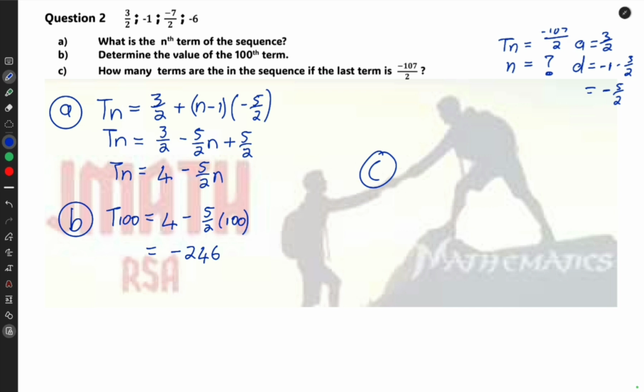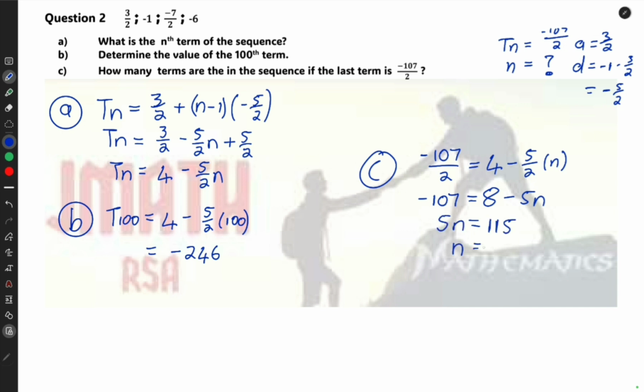So just going to take my answer for A, and I'm going to say -107/2 is equal to 4 minus 5/2n. Okay, so now it draws on grade 8 and 9 algebra knowledge. This is an equation. I don't like fractions, so I'm just going to multiply everything by 2. If I multiply this by 2, the fraction cancels. This becomes an 8, and the 2 just goes away. I can take the n to the left, so 5n is equal to 115.